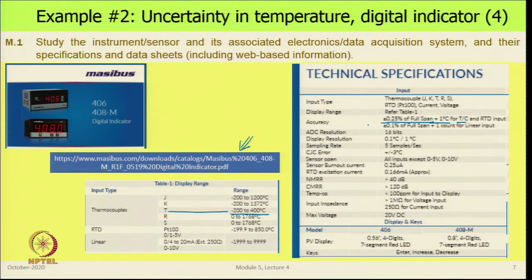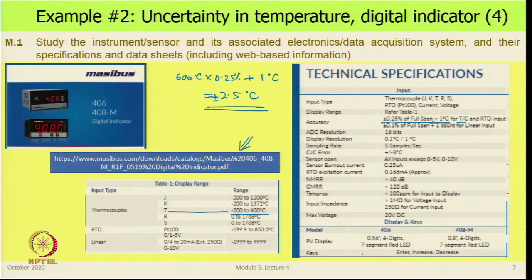So, if you want to calculate this, this becomes 600 degrees Celsius into 0.25% plus 1 degree Celsius, and this you can see this is 2.5 degrees Celsius. And it does not matter whether you are measuring -100 degrees Celsius or near 0 degrees Celsius or 350 degrees Celsius, the uncertainty or the accuracy of this is the same. That is one piece of information we got about what to expect on the indicator.